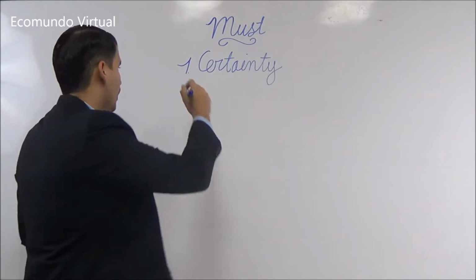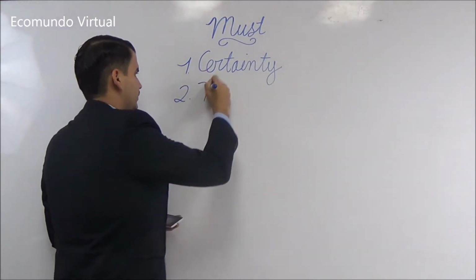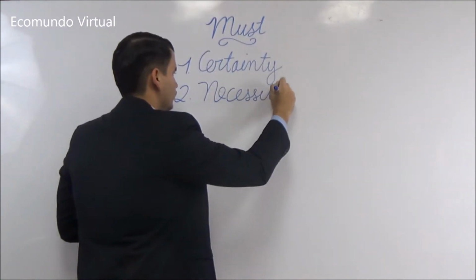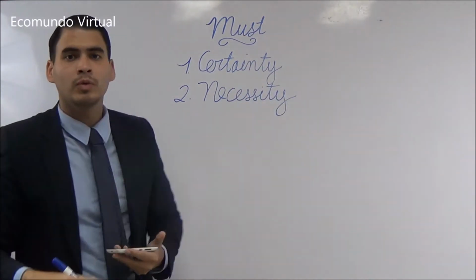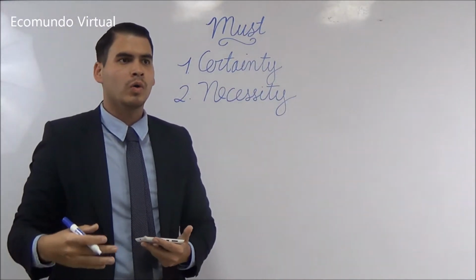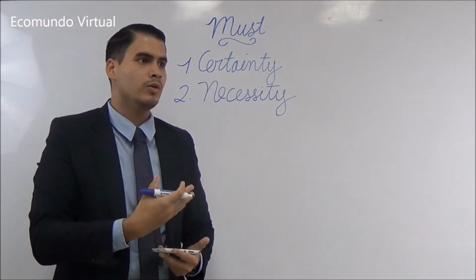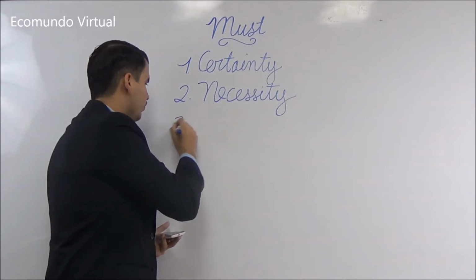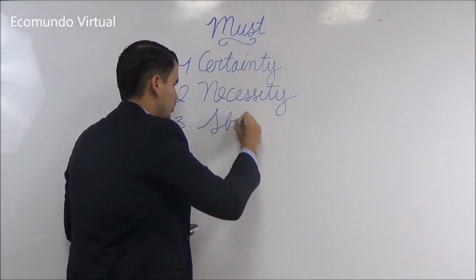Number 2, we use must for necessity. For example, when we need something or we are about to ask something to someone else, we use must. Number 3, we use must also for strong recommendations.